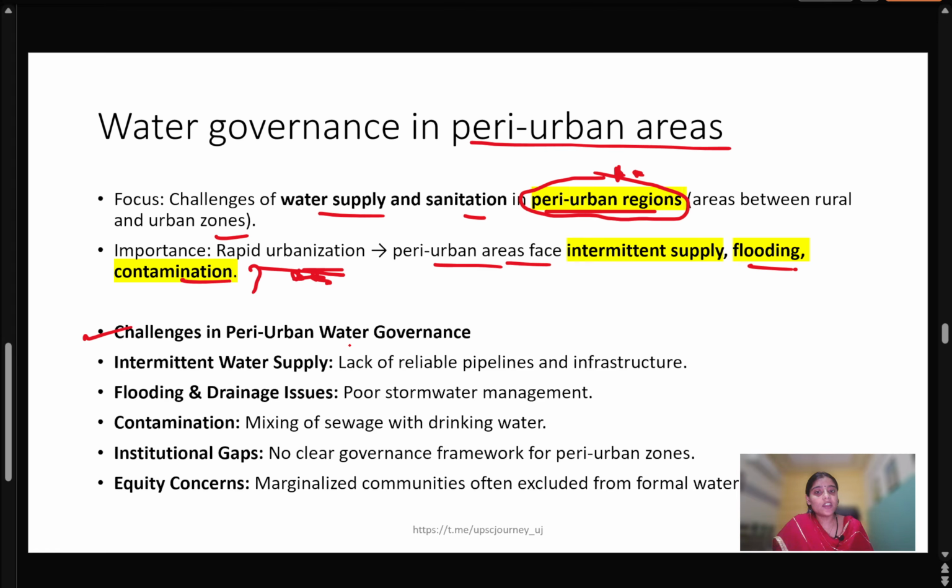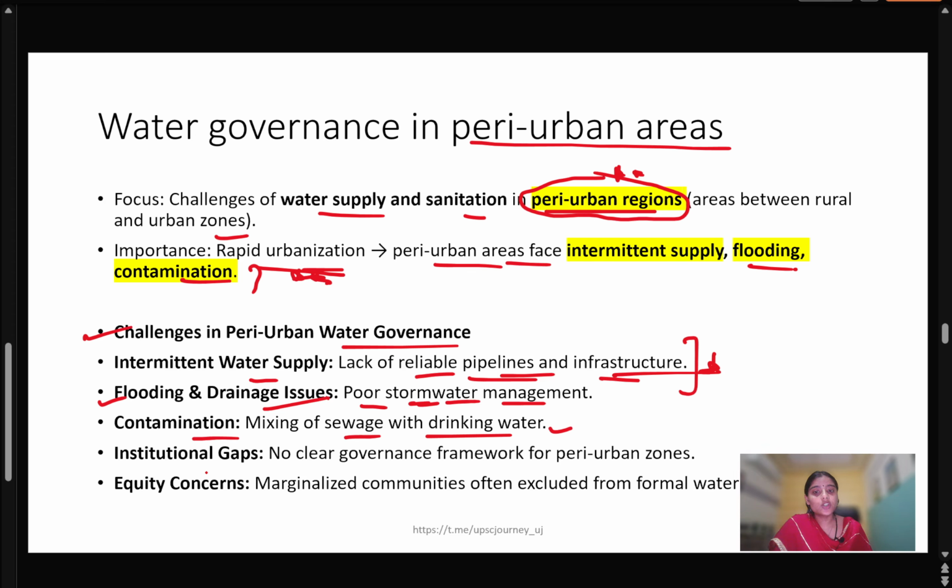Now, challenges in peri-urban water governance. What are the key challenges? First, they have intermittent water supply because of a lack of reliable pipelines and infrastructure. We don't have sufficient infrastructure to deal with this water crisis. These are the issues we are currently facing. Flooding and drainage are a huge issue, with poor storm water management, contamination, and mixing of sewage with drinking water. These are the issues in peri-urban areas.